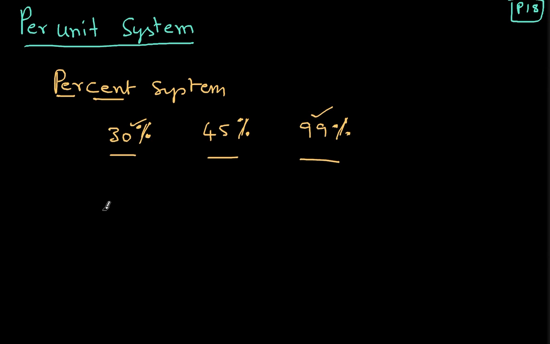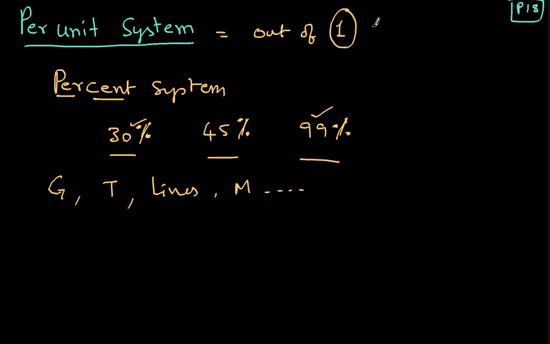When you want to rate the machines, you have generators, you have transformers, you have transmission lines, and you have motors or whatever is the equipment, loads. All this electrical equipment can be represented in per unit. So while percent means out of 100, per unit means out of 1. So you're considering out of one, or out of base actually. So it's called a base quantity.